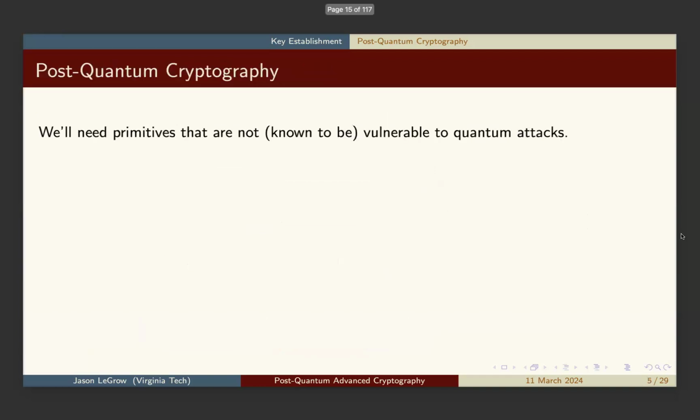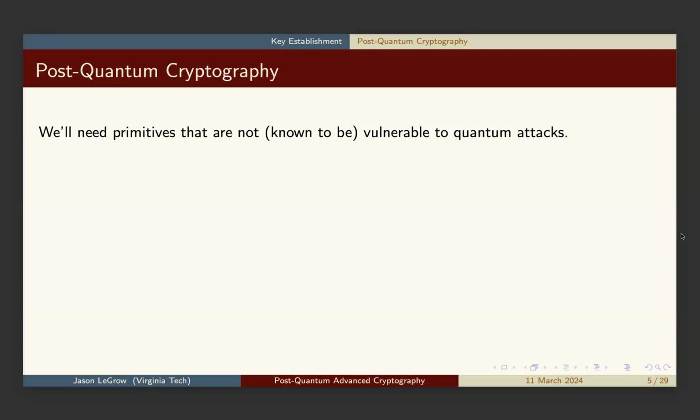And so the takeaway from this is that what we're going to need are primitives which are not known to be vulnerable to quantum attacks. Ideally, we want them to not be vulnerable to quantum attacks, for sure. That's a difficult thing to prove. If you can prove that your classical crypto system is immune to quantum attacks, then you've proven a separation between BQP and NP or something, which is pretty difficult.